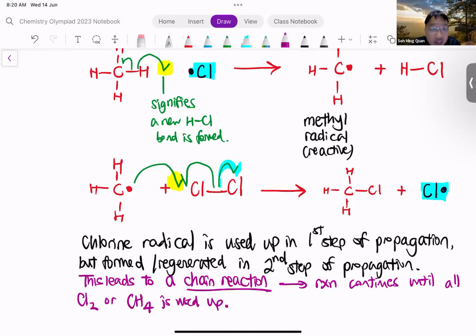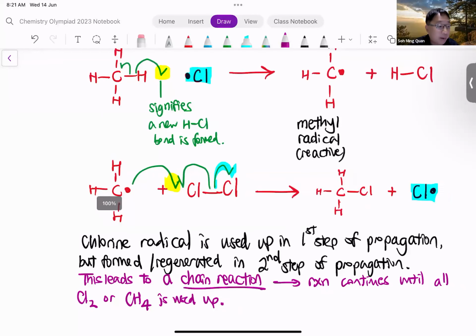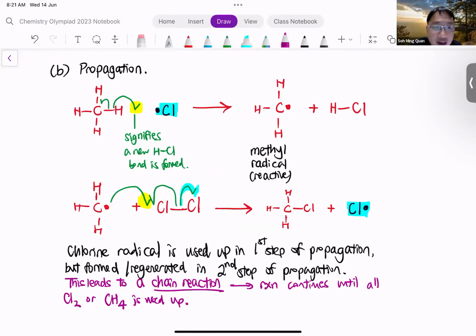Now you might be wondering, does that mean that chlorine radicals are the catalyst for the reaction? Whether it's a catalyst or not, yes, catalysts are used up in the first step and form back in the second step. However, you also need to consider this is just one part of the whole mechanism, right? We are not at the end of the mechanism yet.